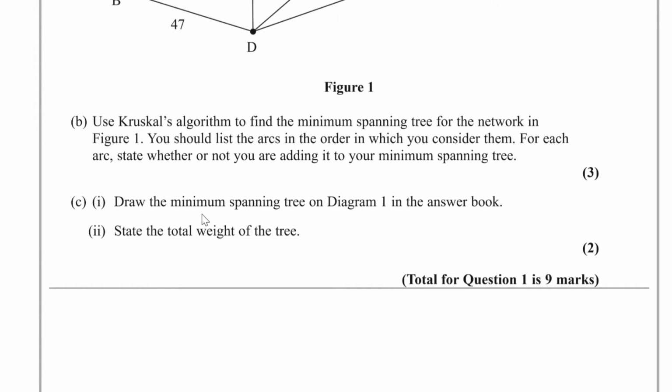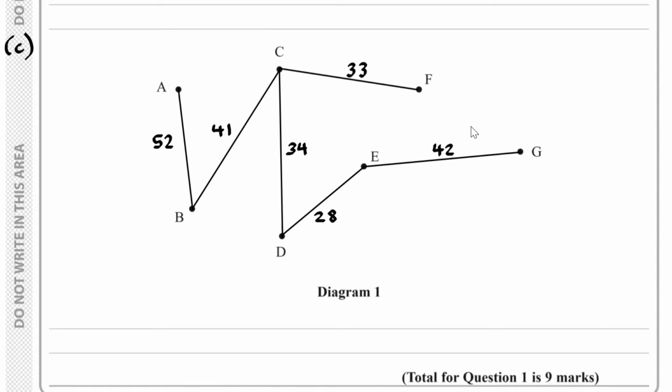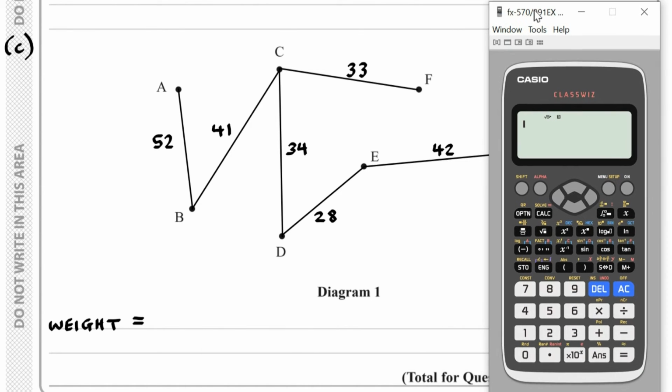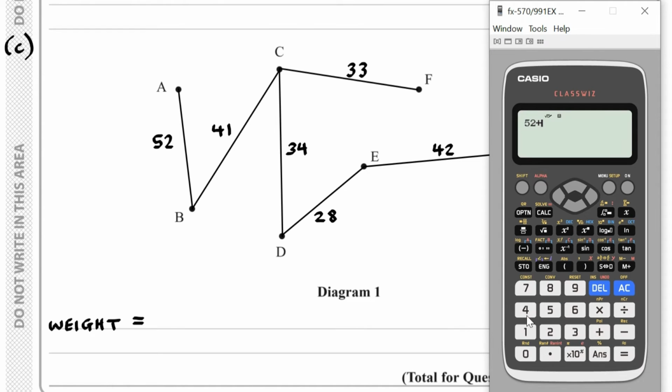Now we have to draw the minimum spanning tree on diagram 1 and then state the total weight of the tree. Well, here is the minimum spanning tree, and to find out what the weight is, we've got 52 plus 41 plus 34 plus 28 plus 33 plus 42, that's 230. So the weight is equal to 230.